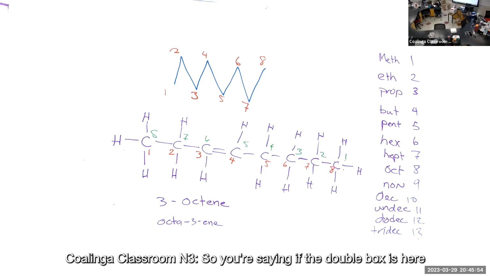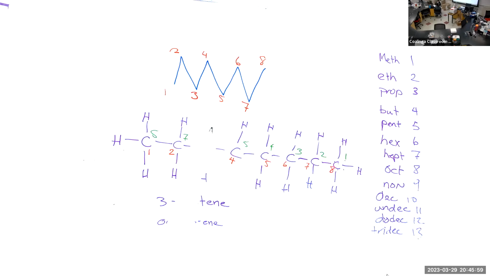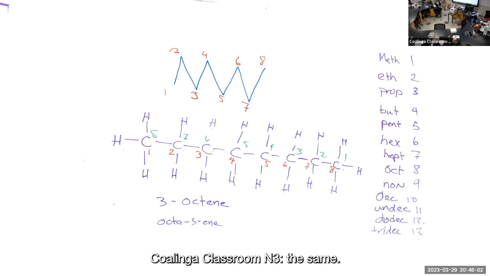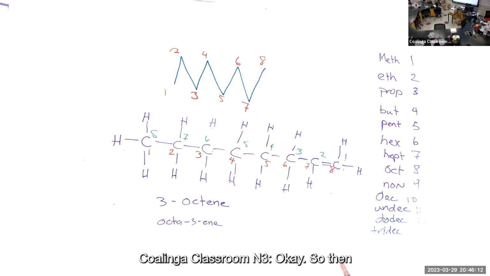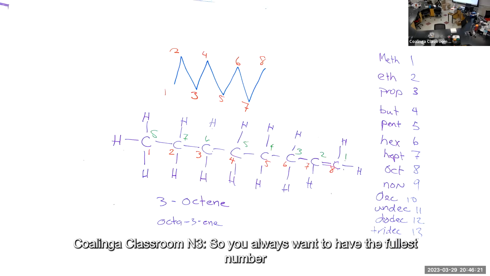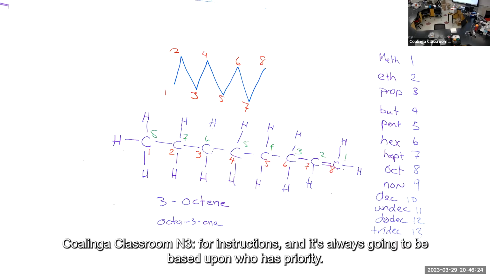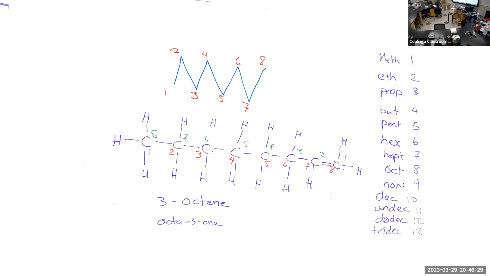So you're saying if the double bond was here instead of here, so we'll put this one back on. Okay, so then put a 1. You go for the lowest. Always go for the lowest one. So you always want to have the lowest number possible for your structures. And it's always going to be based upon who has priority. We'll talk about that in a minute.